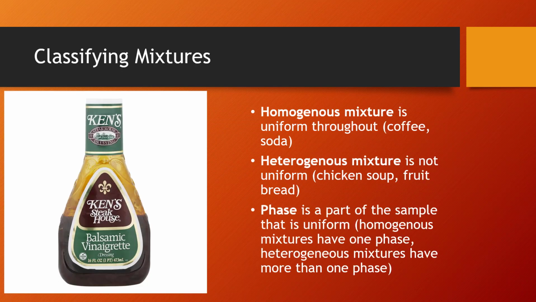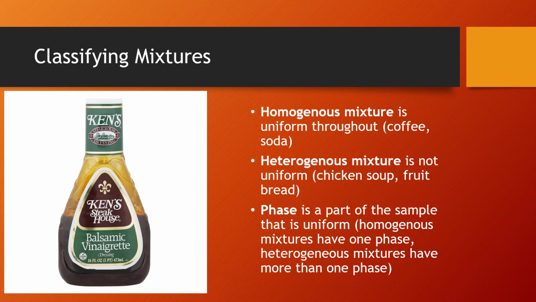Classifying mixtures. A homogeneous mixture is uniform throughout. So coffee, so long as that coffee doesn't have weird things dissolved in it, like normal black coffee, it's a homogeneous mixture. Soda is a normal homogeneous mixture unless it has weird things dissolved in it.